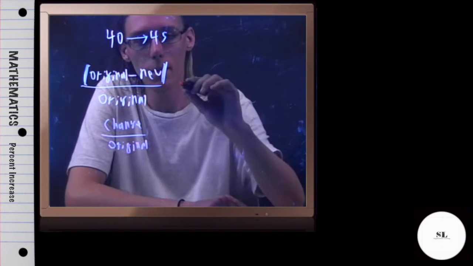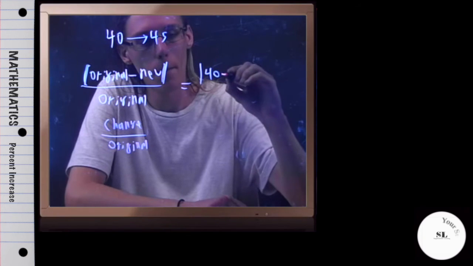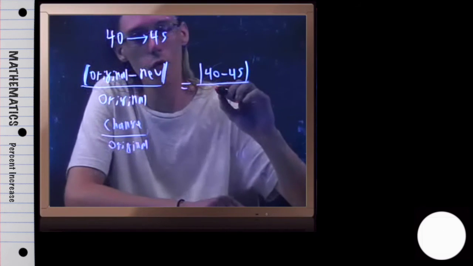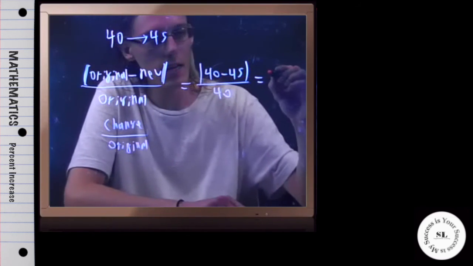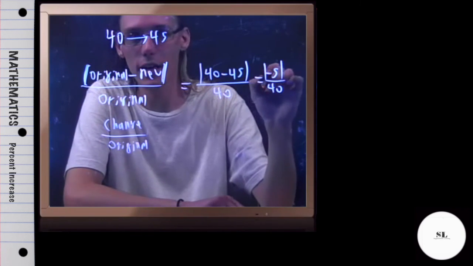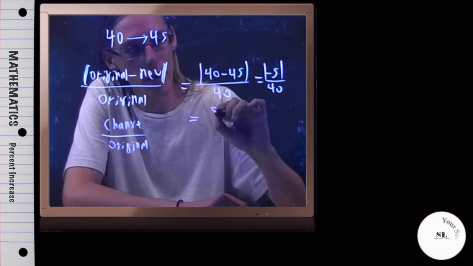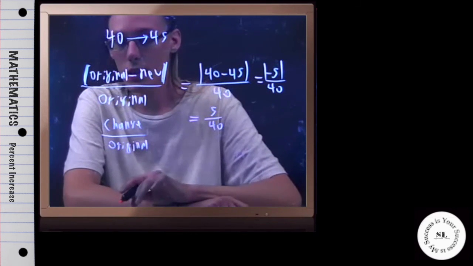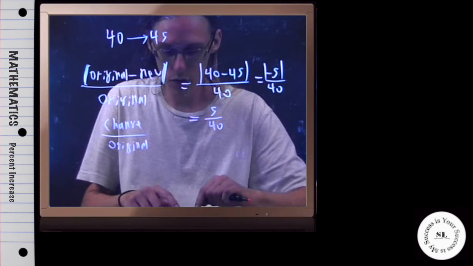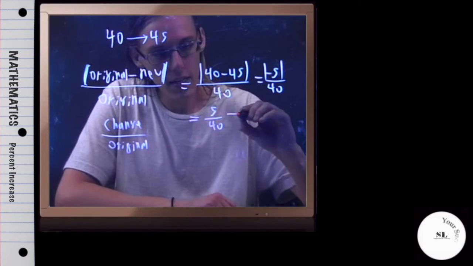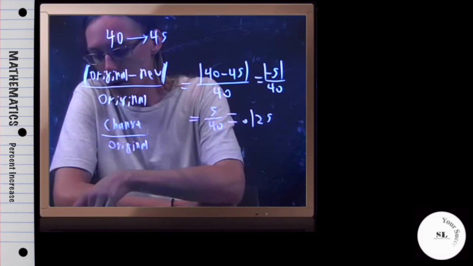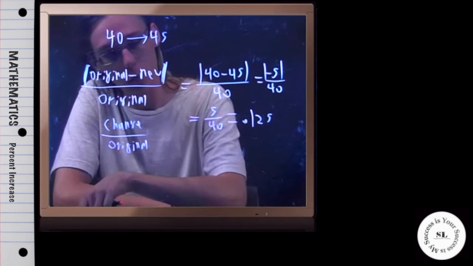So if I throw this in here, I'm going to get 40 minus 45 over the original, what we started with was 40. And so that's giving me negative 5 in the absolute value bars over 40. But remember, the absolute value of a negative number is just positive. So we get 5 over 40. Now we want this as a percentage, so I'm going to take this fraction and throw it in the calculator. 5 divided by 40. And that's giving me a decimal number of 0.125.